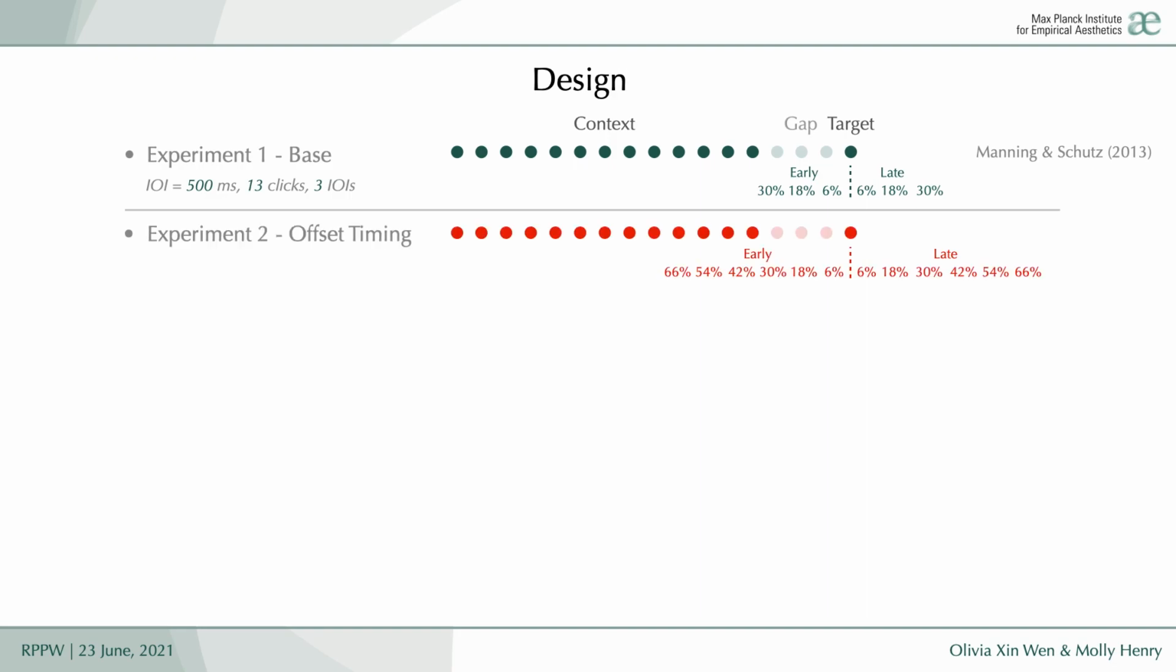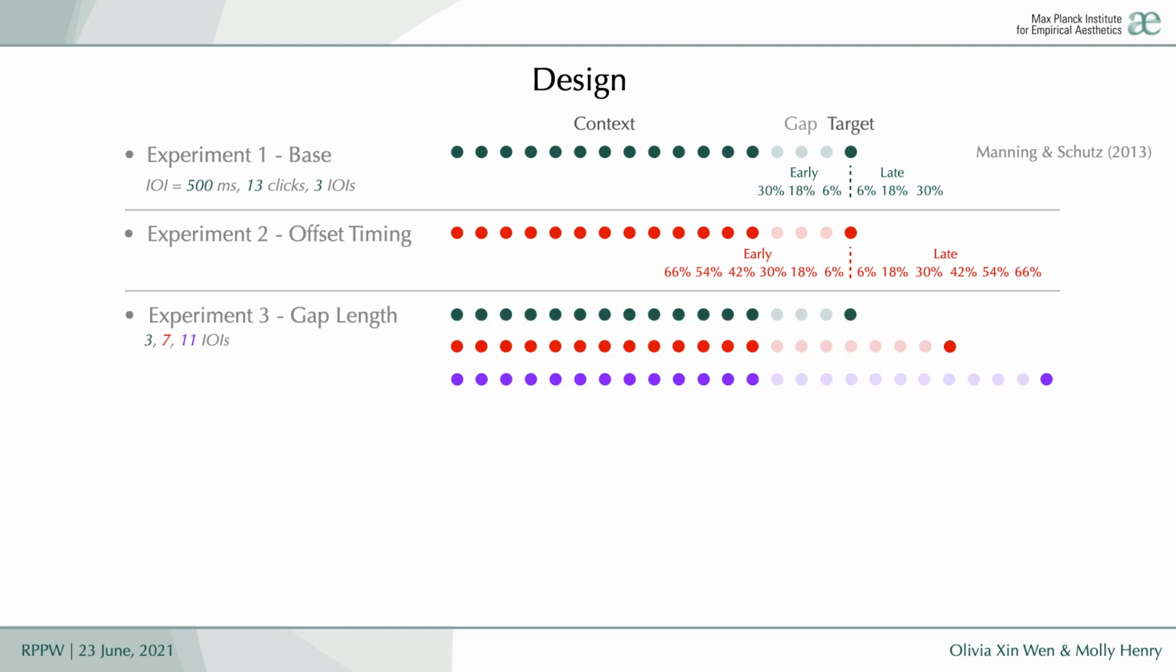A second experiment was designed to see how well the slider paradigm generalizes to a wider range of target offsets. Here we expanded the offset timing beyond half of the IOI in both directions. In the next experiment, we increased the gap length from 3 IOIs to 7 and 11. The task becomes more difficult as participants have to extrapolate through a longer silent gap. This manipulation allows us to see how sensitive the slider paradigm is in capturing the decay of individuals' oscillator rate.